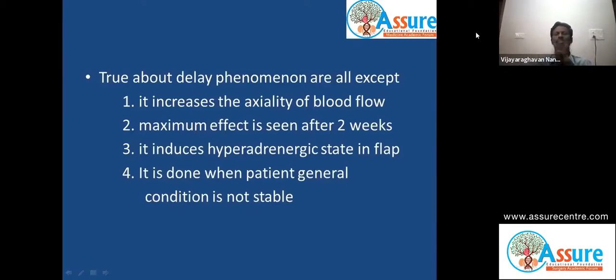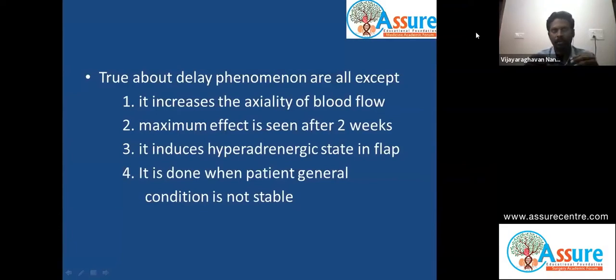That is the same concept in the delay phenomenon. Slowly you will reduce the blood supply to the flap so that it gets used to the ischemia, and the blood supply from the other areas will try to come into that flap. For example, if you want to raise a rectangular flap, you will not raise it completely. You will raise only the distal edge. Then you will raise the other edge. Then you will raise the third side.